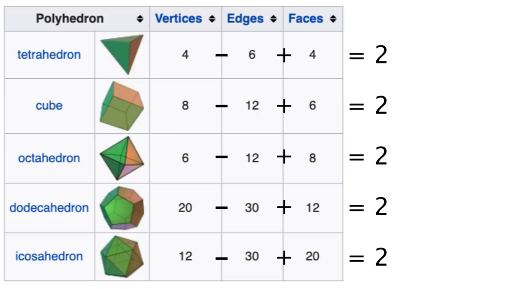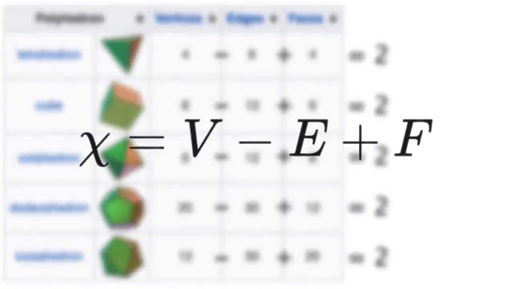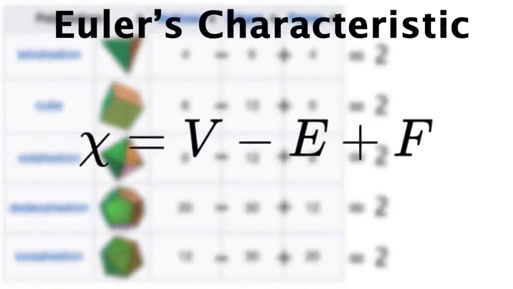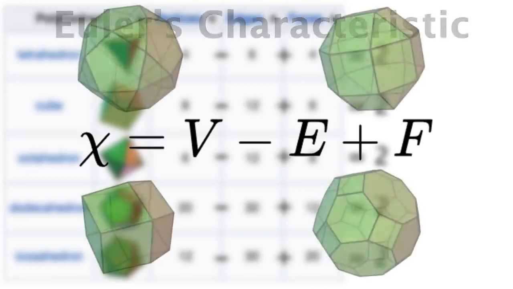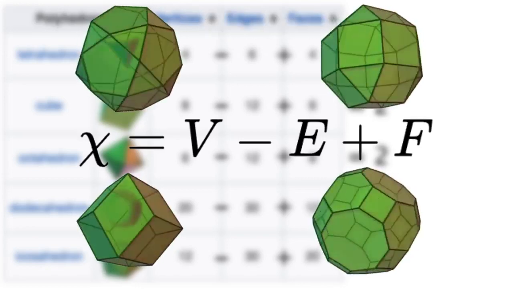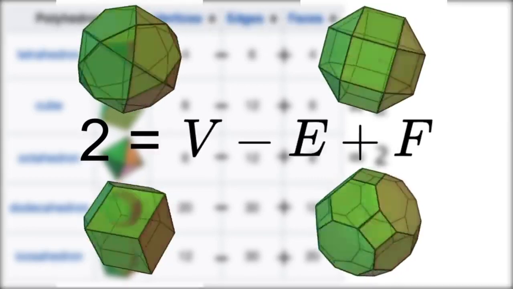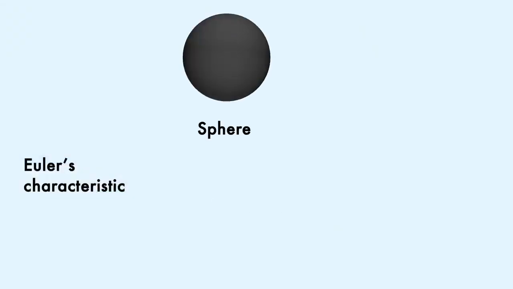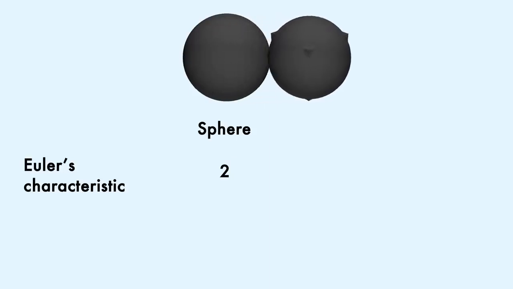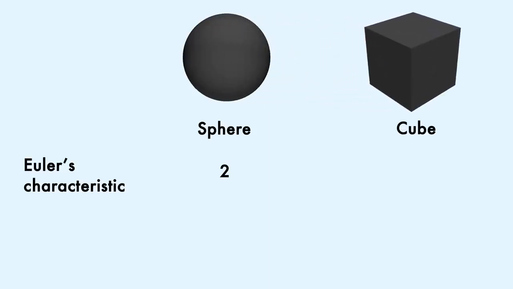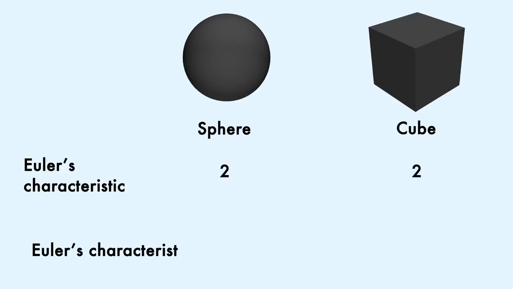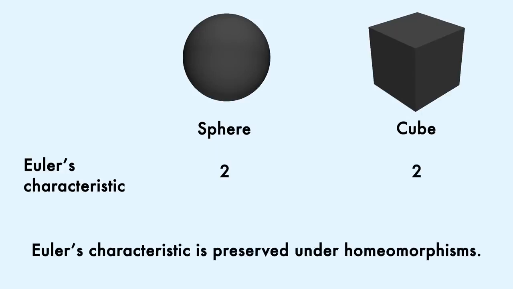This relationship of vertices minus edges plus faces is known as Euler's characteristic. Yes, another one of his. And it turns out for any convex polyhedron, Euler's characteristic is 2. In fact, even for a sphere, with regards to the surface, Euler's characteristic is still 2. And that's because a sphere can be morphed into any convex polyhedron, aka these shapes are homeomorphic, and Euler's characteristic is preserved under homeomorphisms.